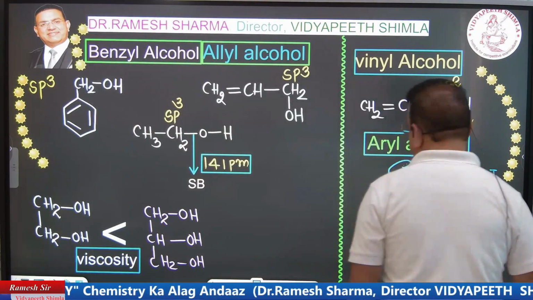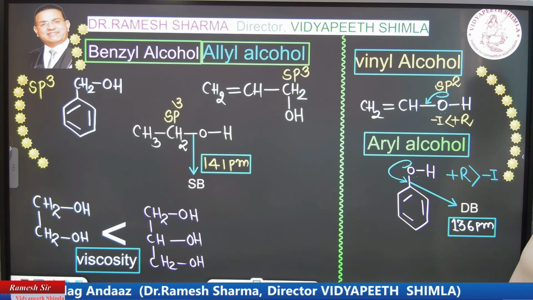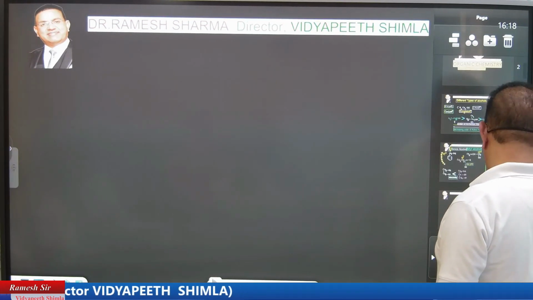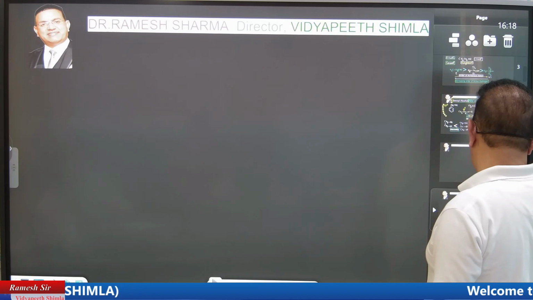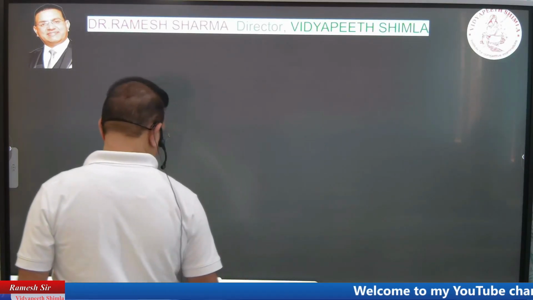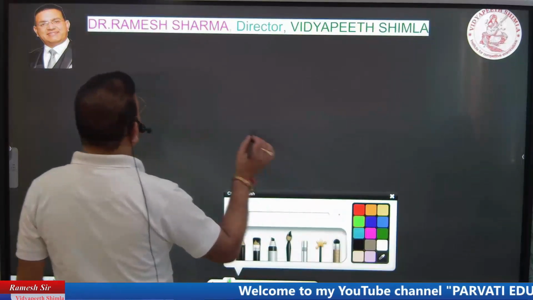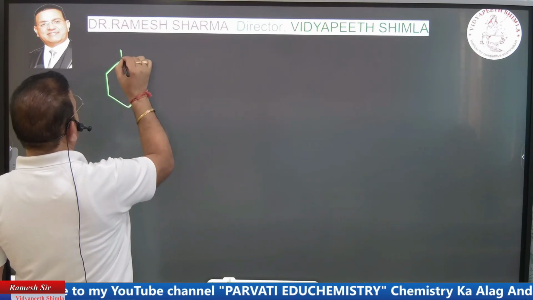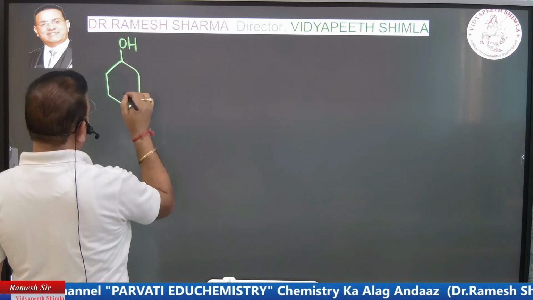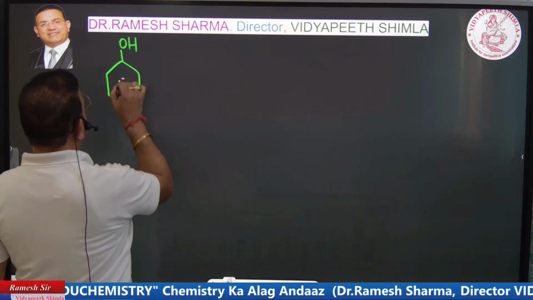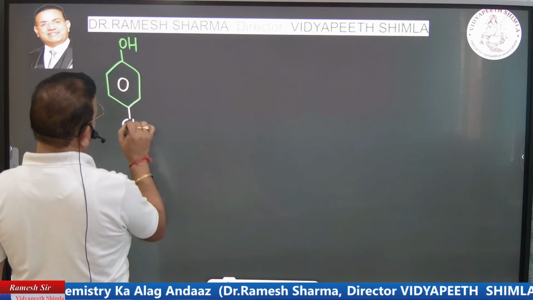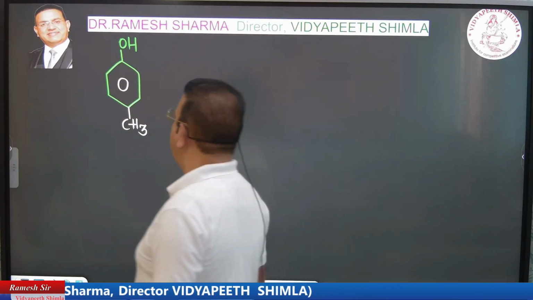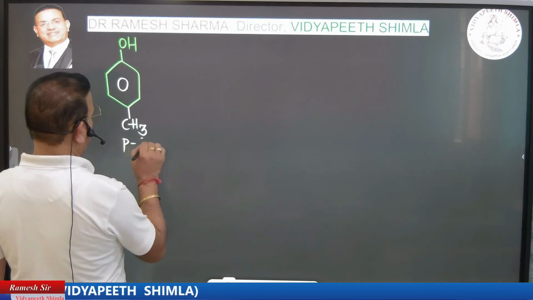Then on the basis of aryl alcohol or phenol, we have different categories, and those different categories are as follows. Similar to aliphatic, aromatic alcohol can be dihydric, or it may have substituted groups. As we should say, this is OH, and if I put here methyl, this is called paracresol. This is called paracresol.